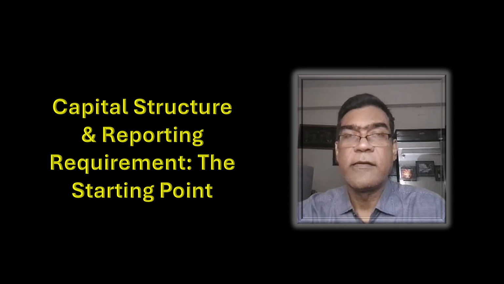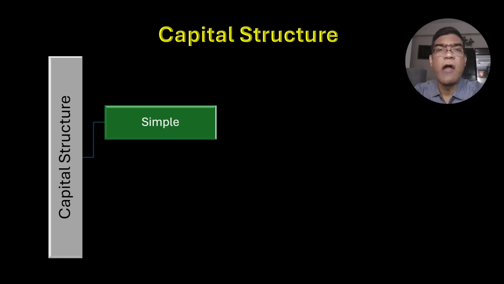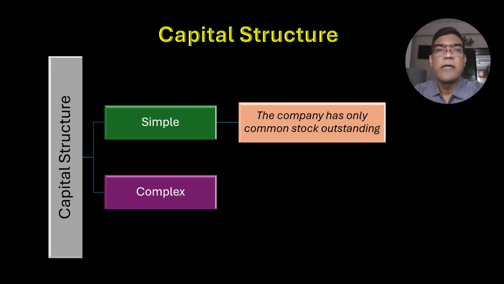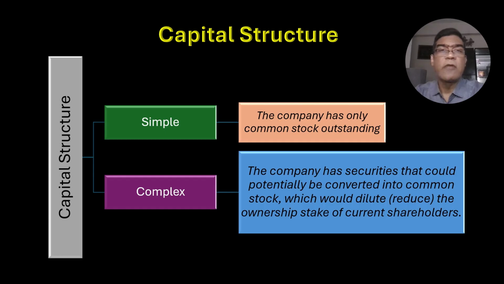Let's get started. A company's capital structure tells us what kind of securities it has outstanding. This is important because it sets the stage for how financial reporting will look. We divide capital structure into two types. Simple structure, when a company has only common stock outstanding. Complex structure, when a company has securities that could be converted into common stock, such as convertible bonds, preferred shares, or stock options. At this stage, we are not yet calculating EPS. We are simply classifying the structure. Understanding whether a company is simple or complex is the first step before moving into reporting requirements.